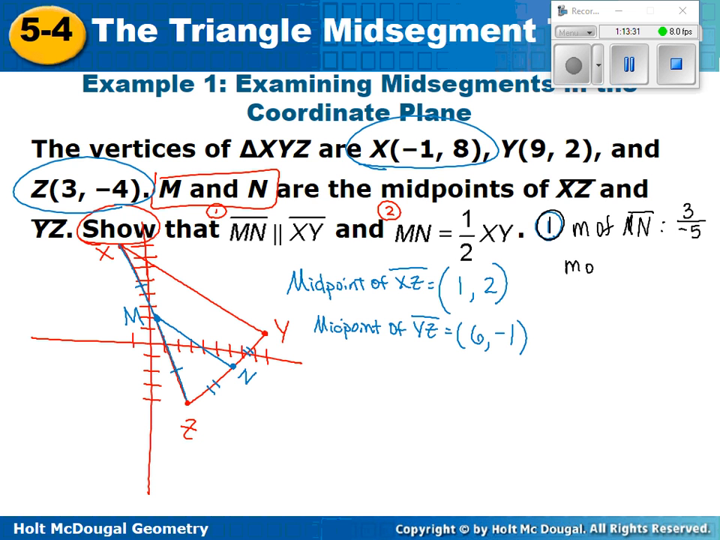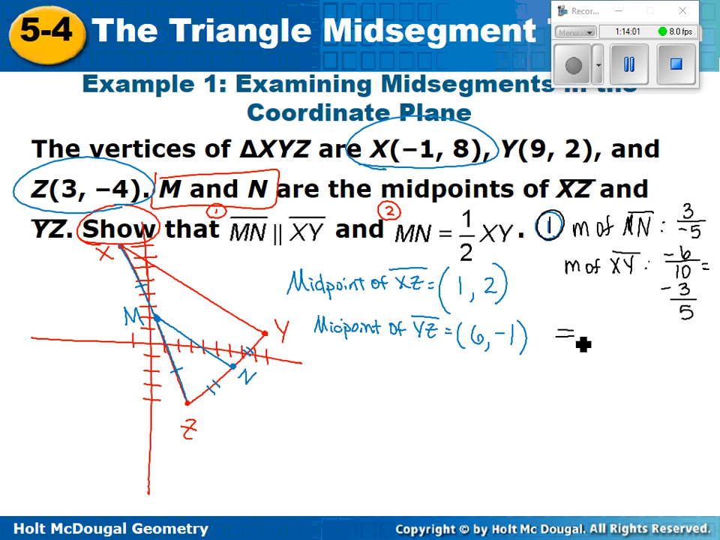Let's find the slope of the other line, XY. Label what you're finding. What's the slope of X to Y? Okay, is that what you got when you counted it first? Okay, so what would it be if I count all the way from X to Y? Negative 6/10. And that reduces to negative 3/5.